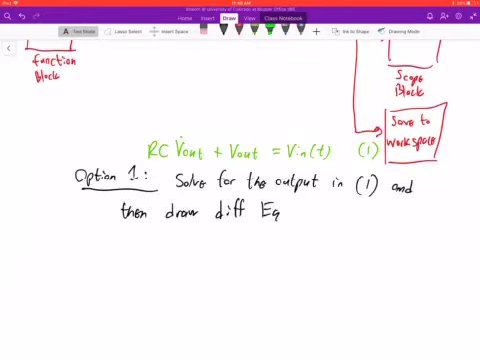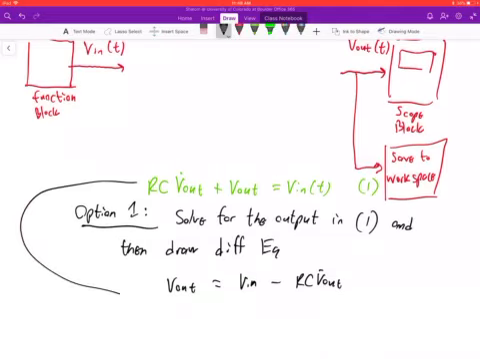That's fine. So now, as I said, I'm going to solve for V out. So that's V out equals V in minus RC V out dot. All right? Same thing. I just took it and converted it by solving for the output.